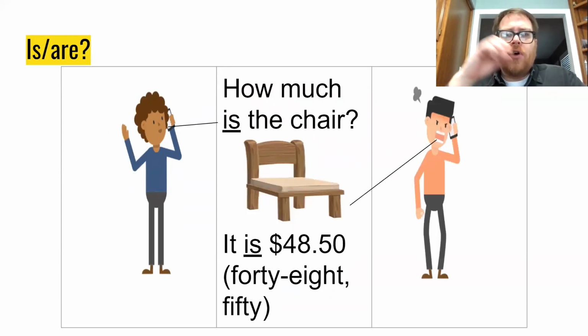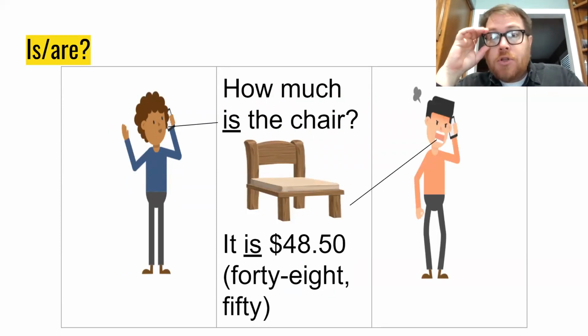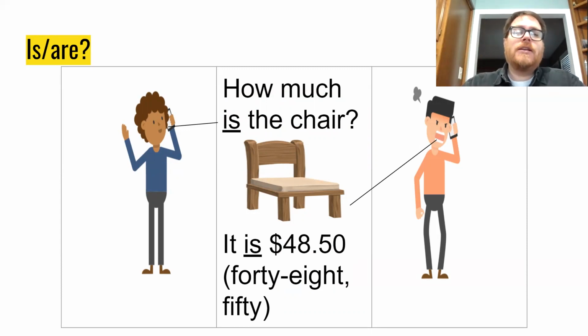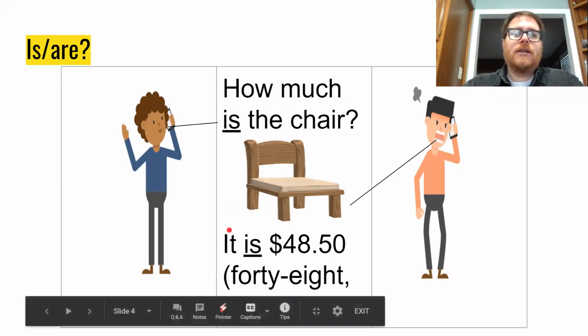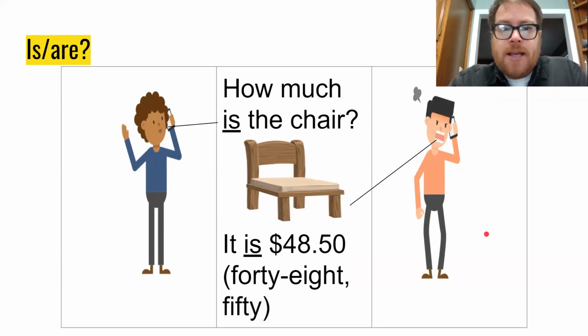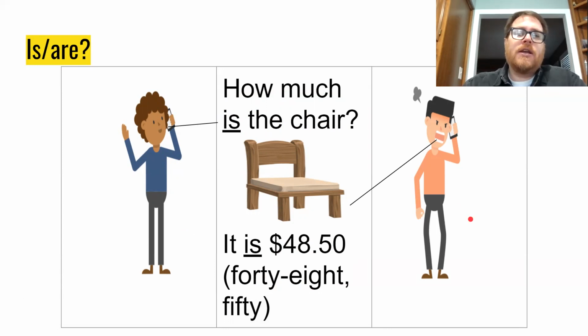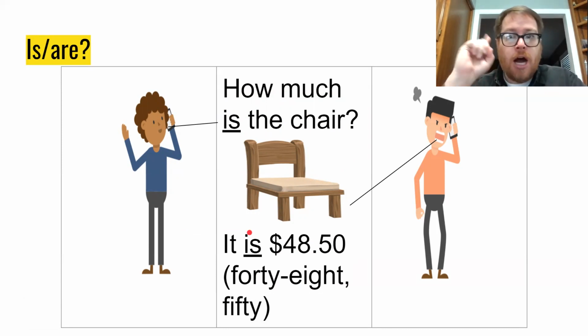And his friend's on the phone. He's angry. Maybe it's too much money. He says it is $48.50. The thing to take note of is the it and is go together. It and is. It is. That's for one object, one thing. And those two go together.